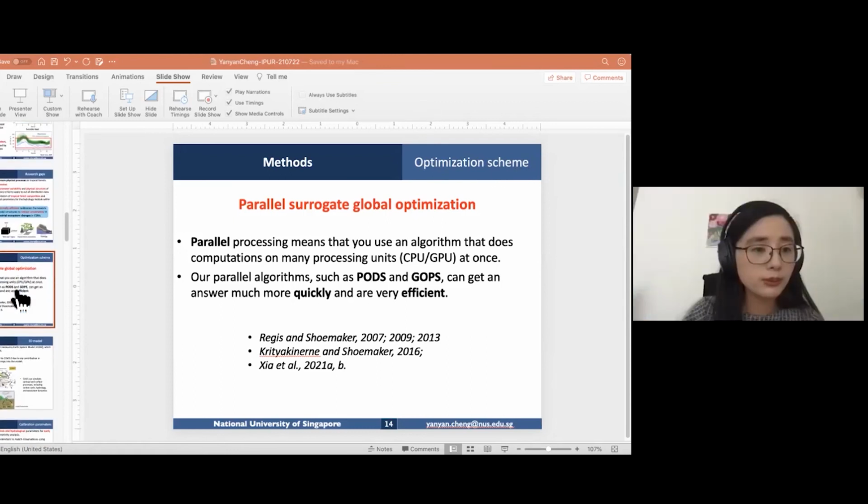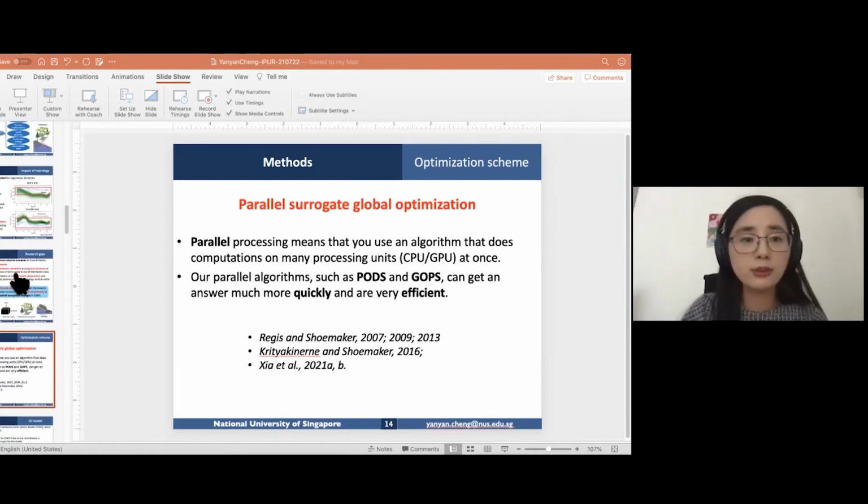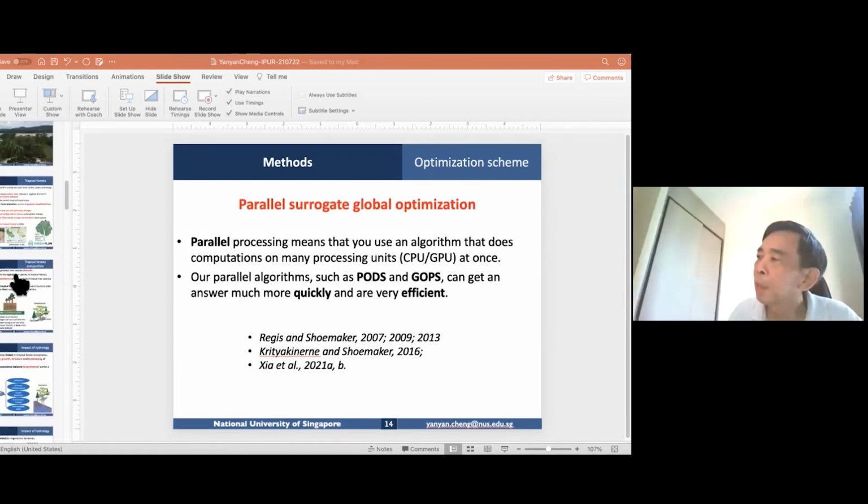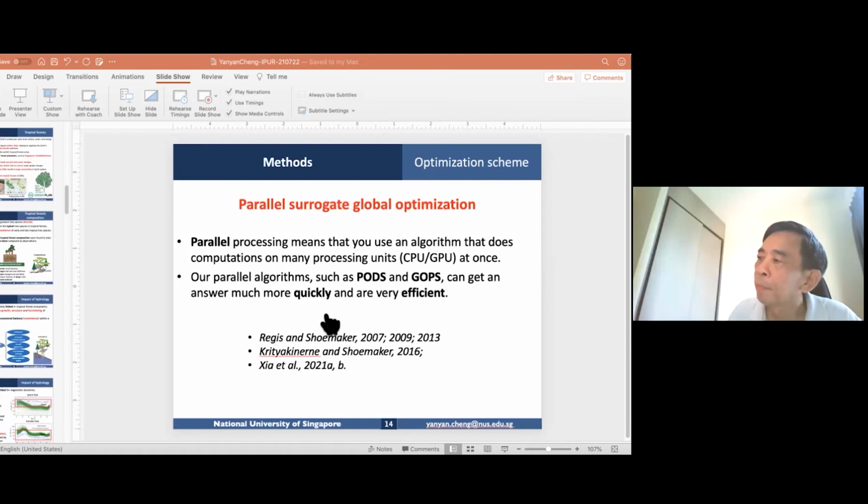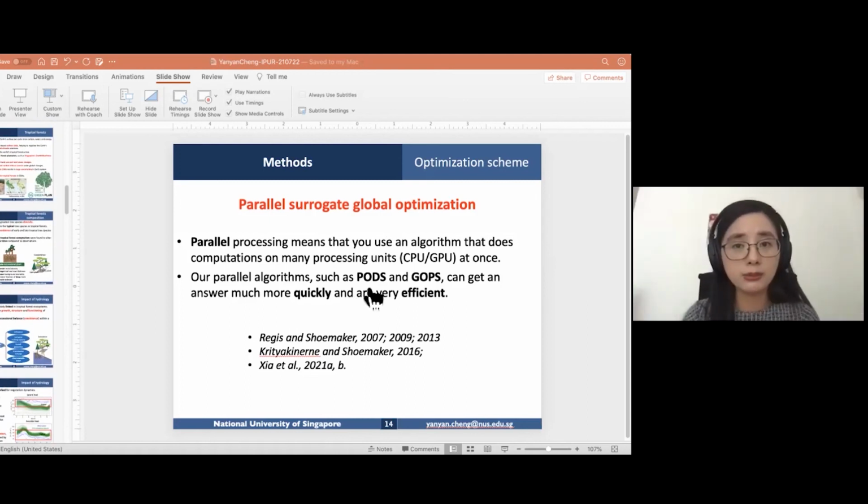This model, we're using CPU mode. Yeah, but this algorithm can apply to GPU, but for this particular application, we are using CPU.